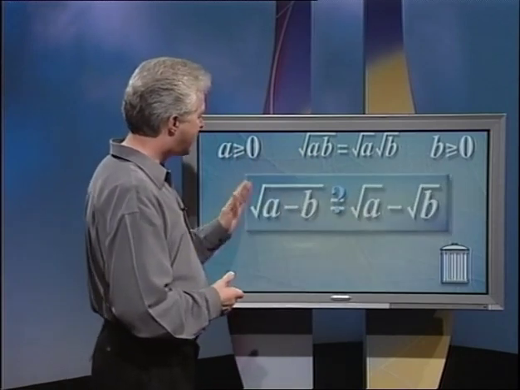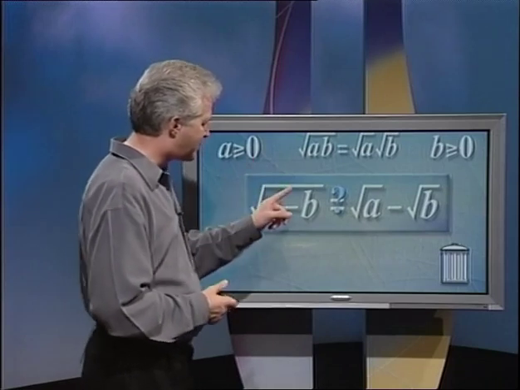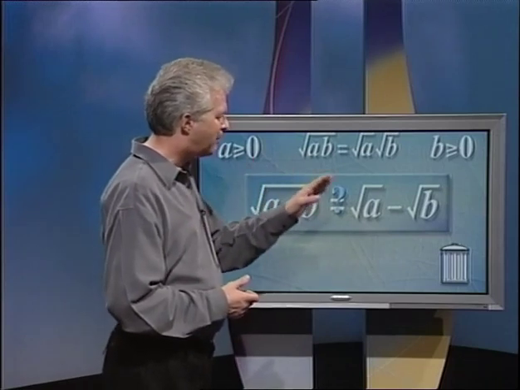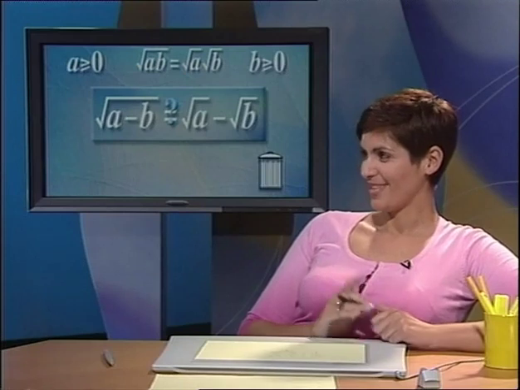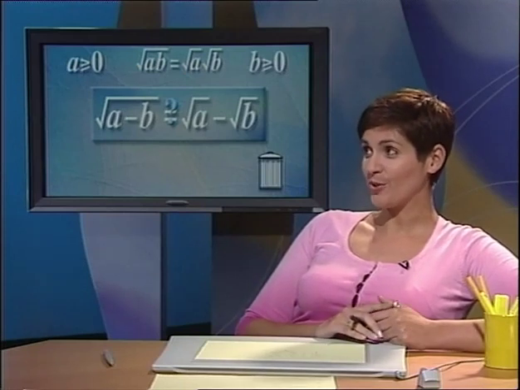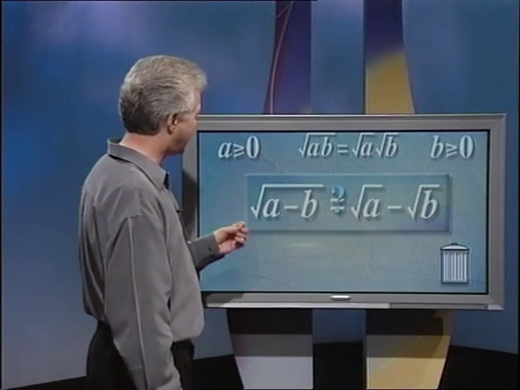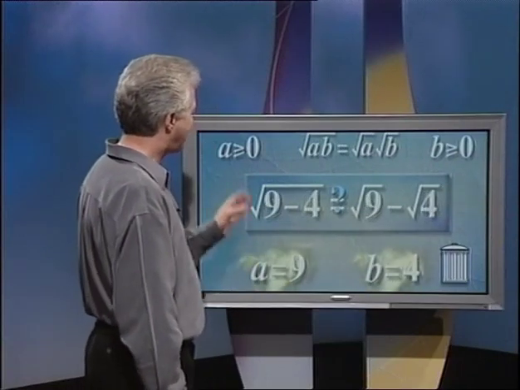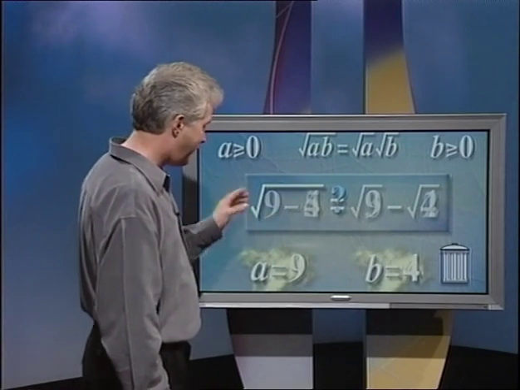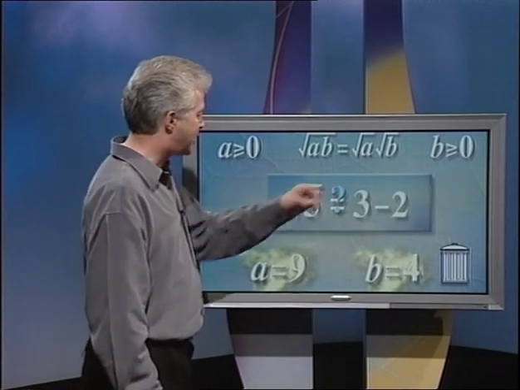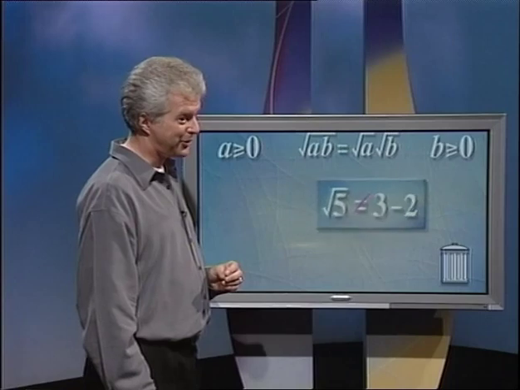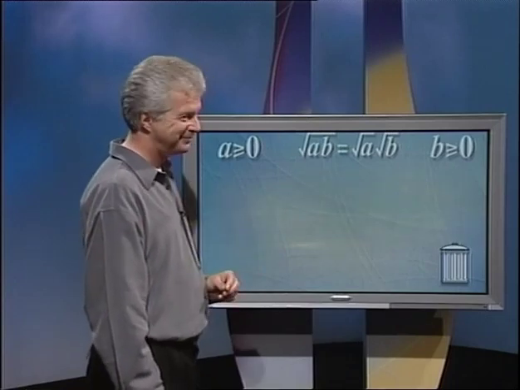The square root of A minus B, is that equal to the square root of A minus the square root of B? That's very similar to the first one, which was wrong. Let's check it. OK. Well, using 9 and 4 again, on the left we have the square root of 5. And is that equal to 3 minus 2? I don't think so. Into the rubbish bin.